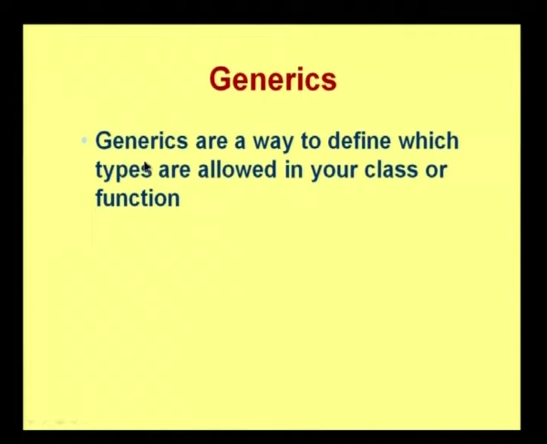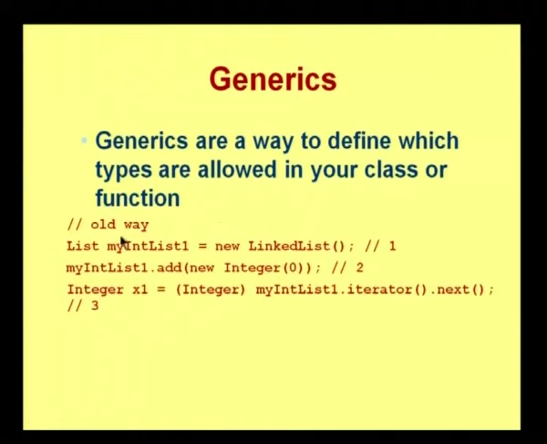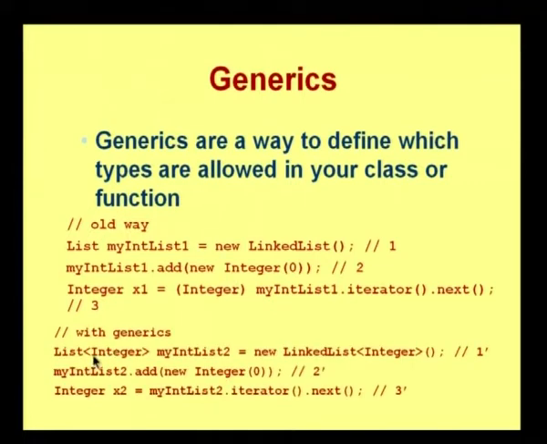Now we look into generics. Generics are the way to define which types are allowed in your class or function. You can see here I have a variable of type list. Here I am trying to add an integer to that list, and whenever I take the value from the list, I need to typecast it to integer. If I have a value in this list that is a float, then I need to typecast it to float. Here I have specified what data type I am going to store inside my list in the form of a template. This is called generics. Again, here I need not specify what type it needs to be typecast to.